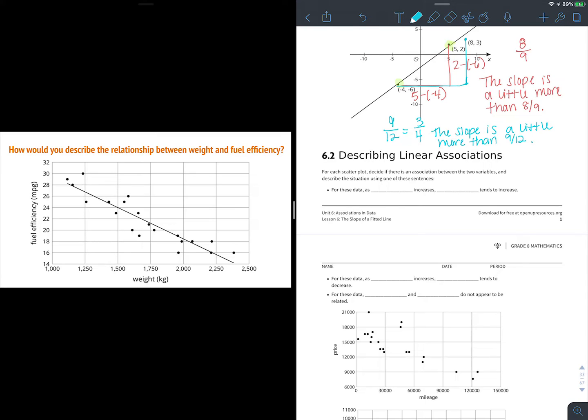So we might say that the scatter plot shows that for these cars, as the weight of a car is increasing, the fuel efficiency is actually decreasing. So we're going to make some connections in this activity as far as using that language, you know, what is happening to our horizontal axis versus what is happening to our vertical axis.